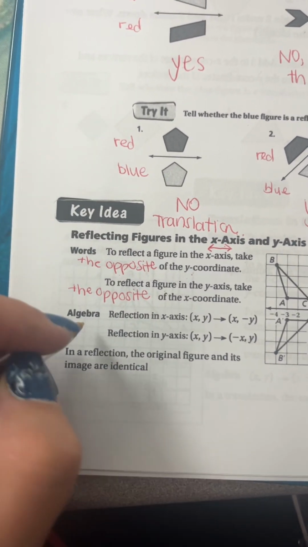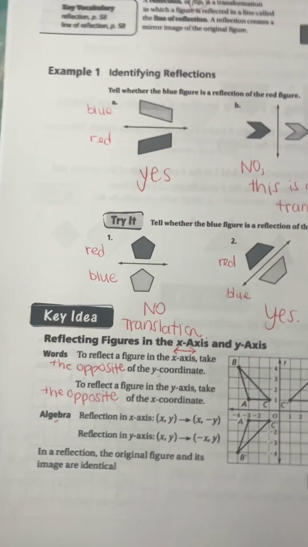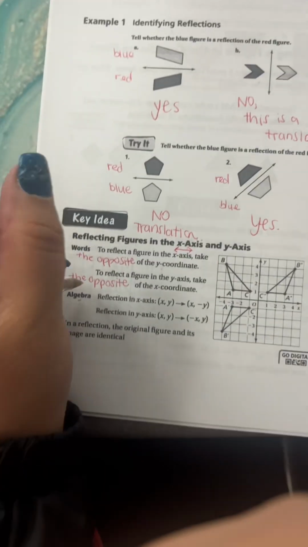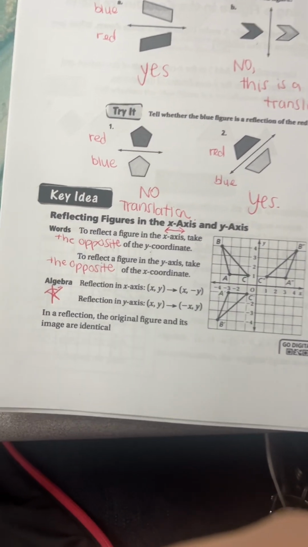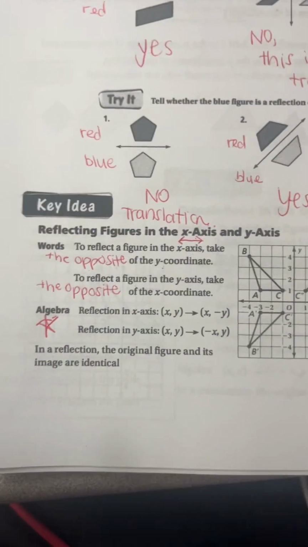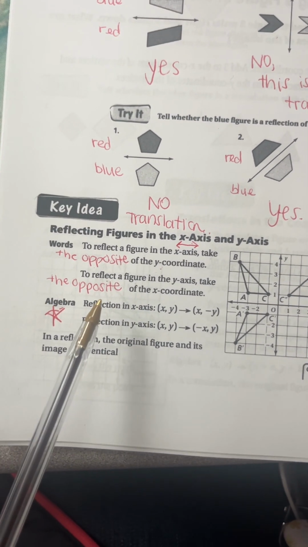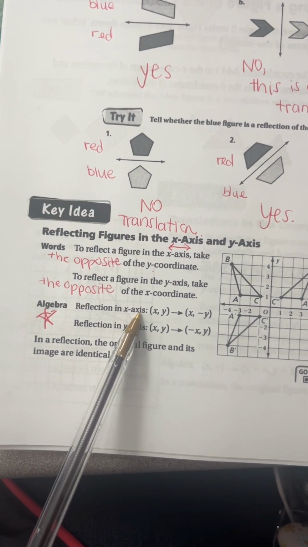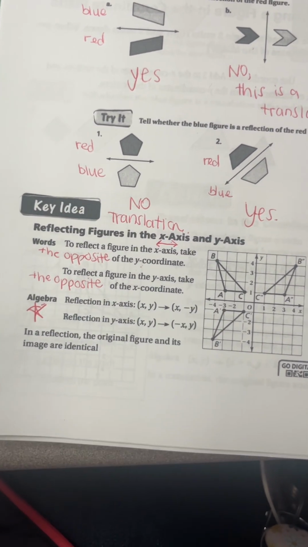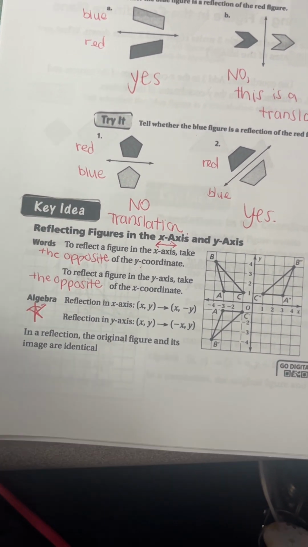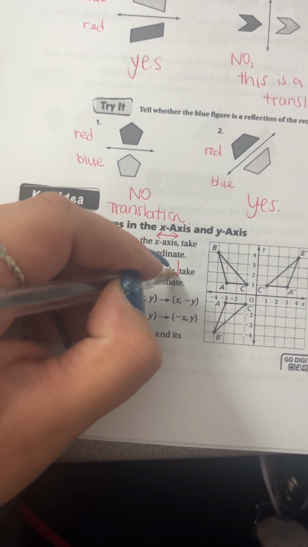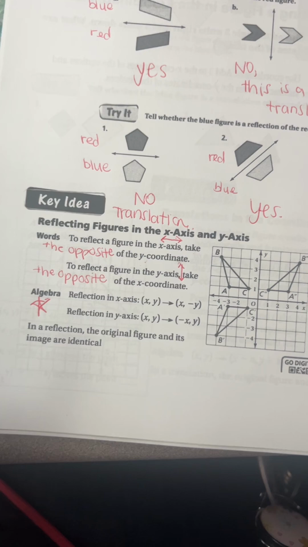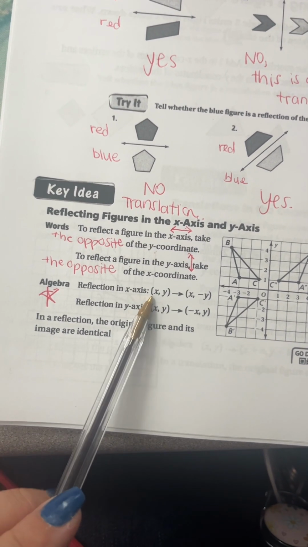Here's the algebra, here's the rule. I need to be able to hold the paper. Okay, star this, circle it, you need to know these. Sorry for being so shaky. A reflection in the x-axis, or across the x-axis, I like that word a little bit better. I guess right here I should have drawn up and down. Reflection across the x-axis, the rule looks like this.